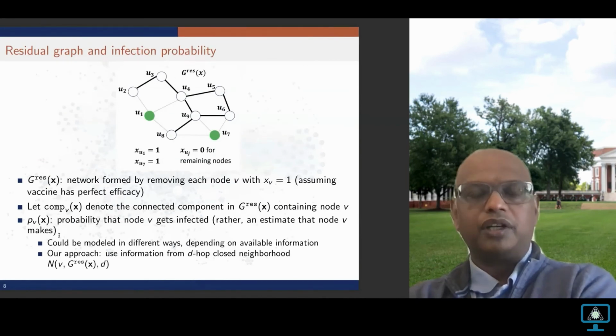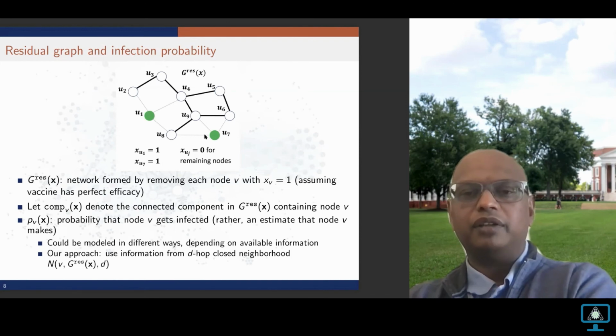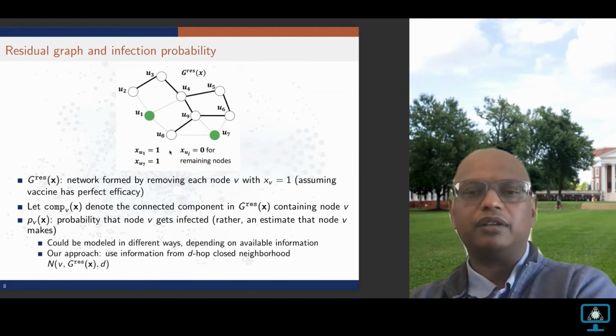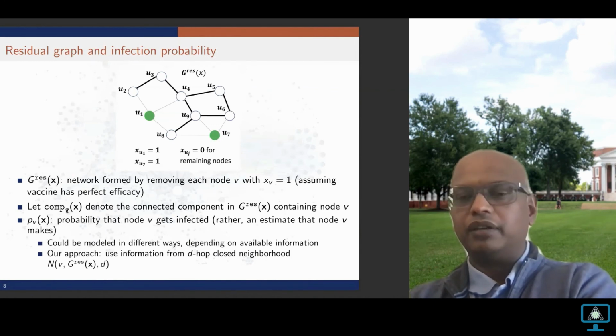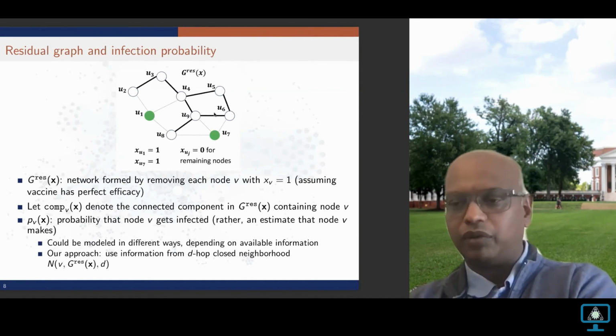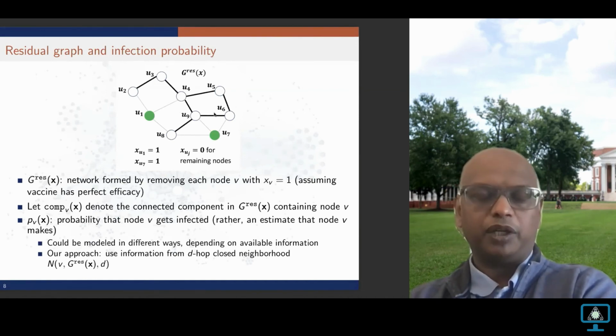Let's just work out the definitions some more. In this example, these two green nodes, U1 and U7, are vaccinated. So X_U1 and X_U7 are 1, and all the remaining X_U are 0. And this is the residual graph when you remove these two vaccinated nodes. One quantity we'll be talking about later is the component containing V in the residual graph. In this case, the residual graph has only one component, but in general, it might have multiple components.